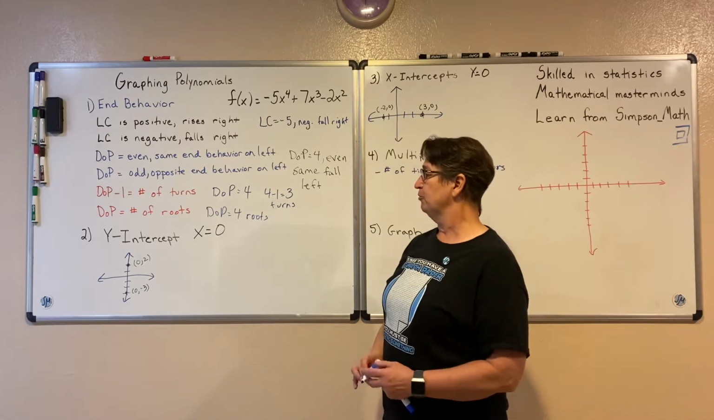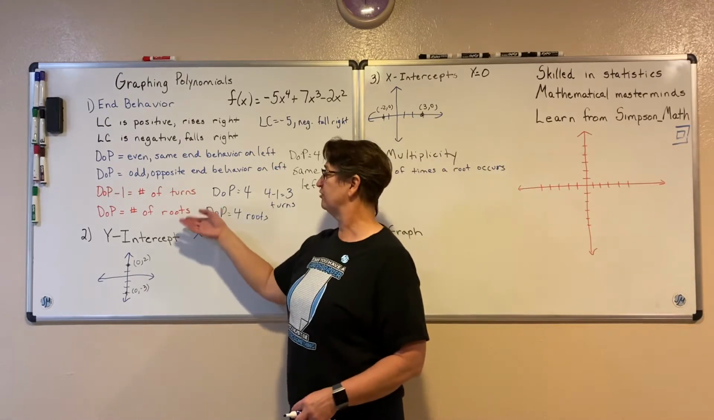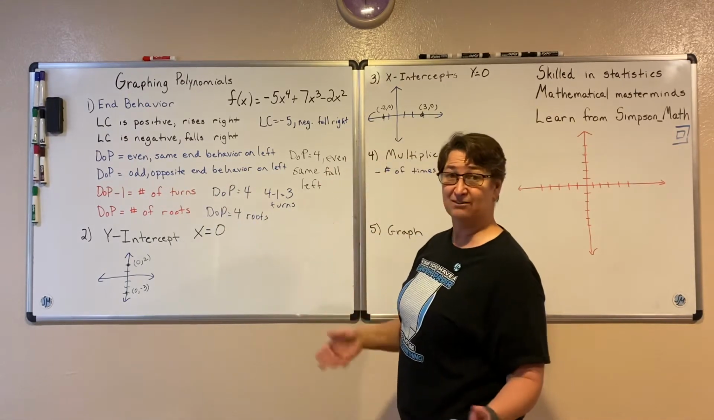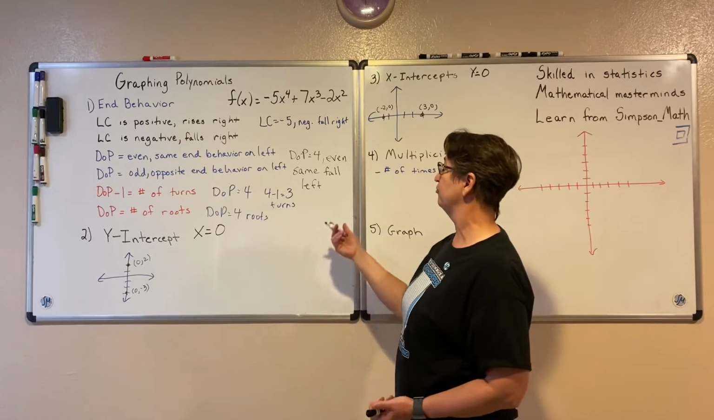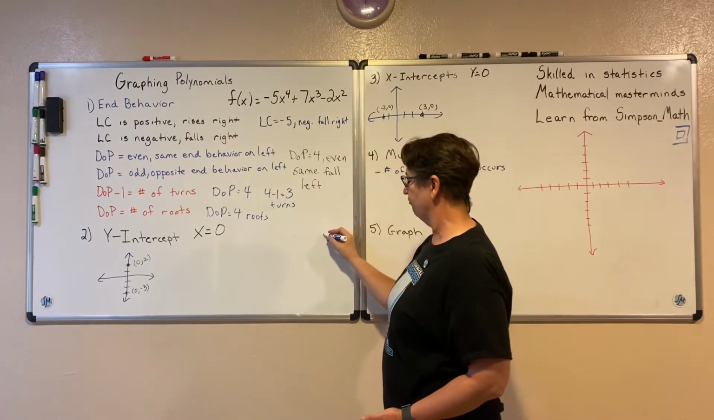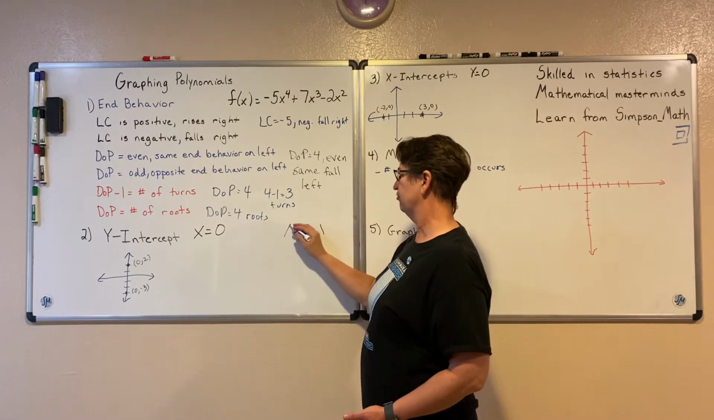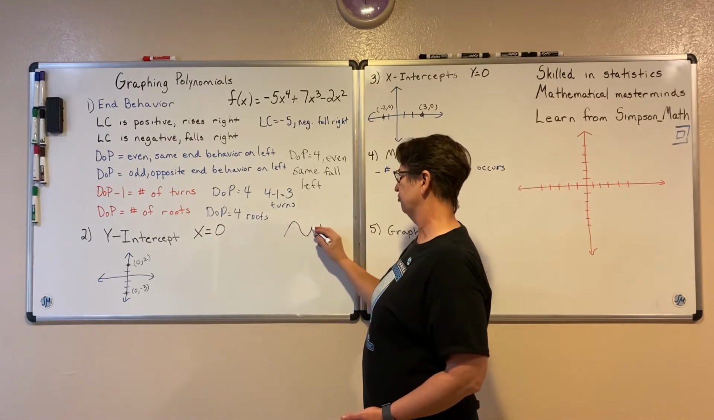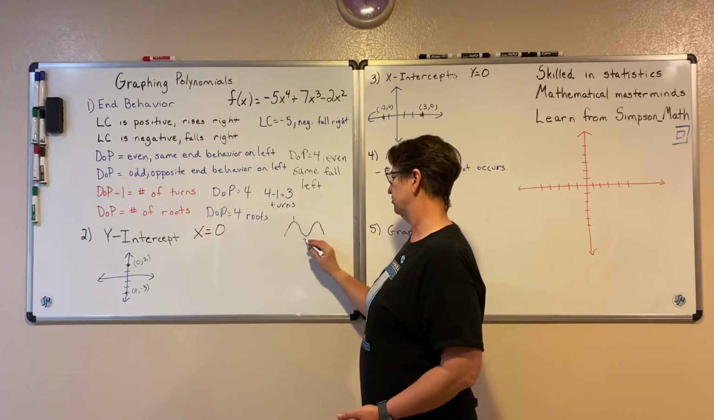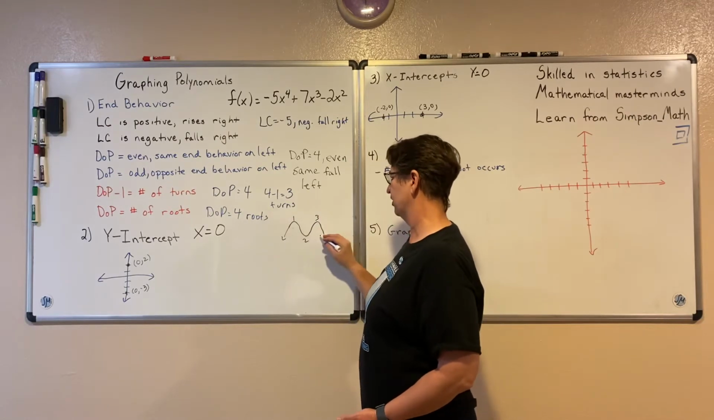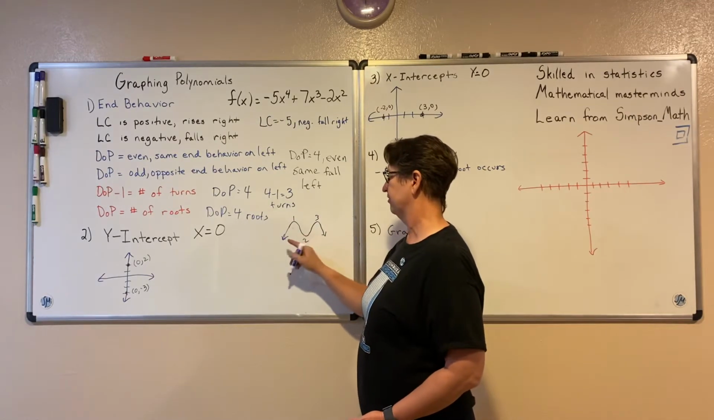As I go through, that's my end behavior. Based upon that, last time we gave a rough sketch. I can do that here as well. I know it's going to fall on the right, it's going to fall on the left. There's going to be 3 turns, so 1 turn, 2 turns, 3 turns. My graph is going to look something like this.